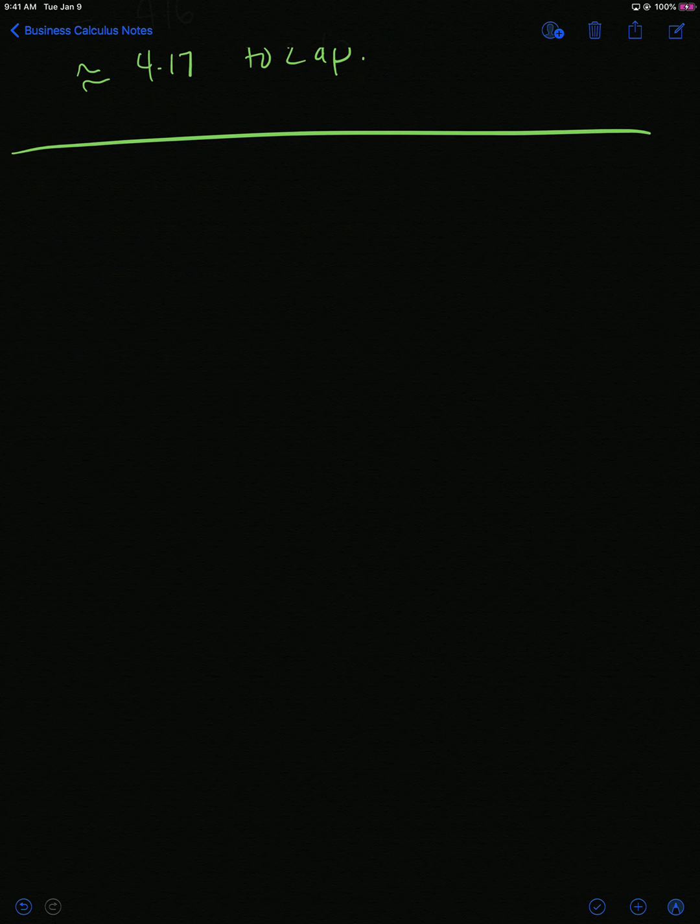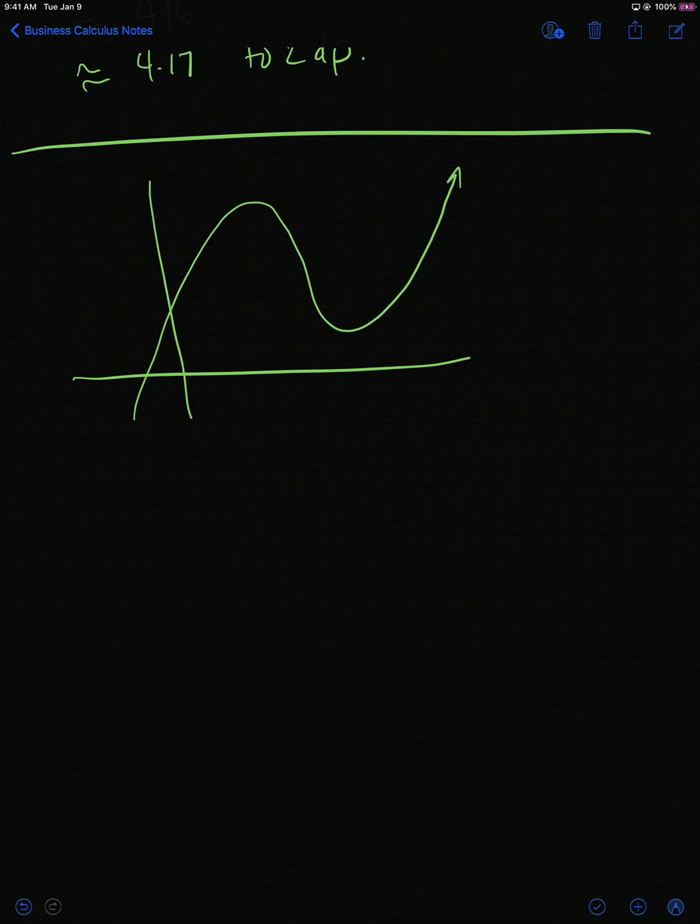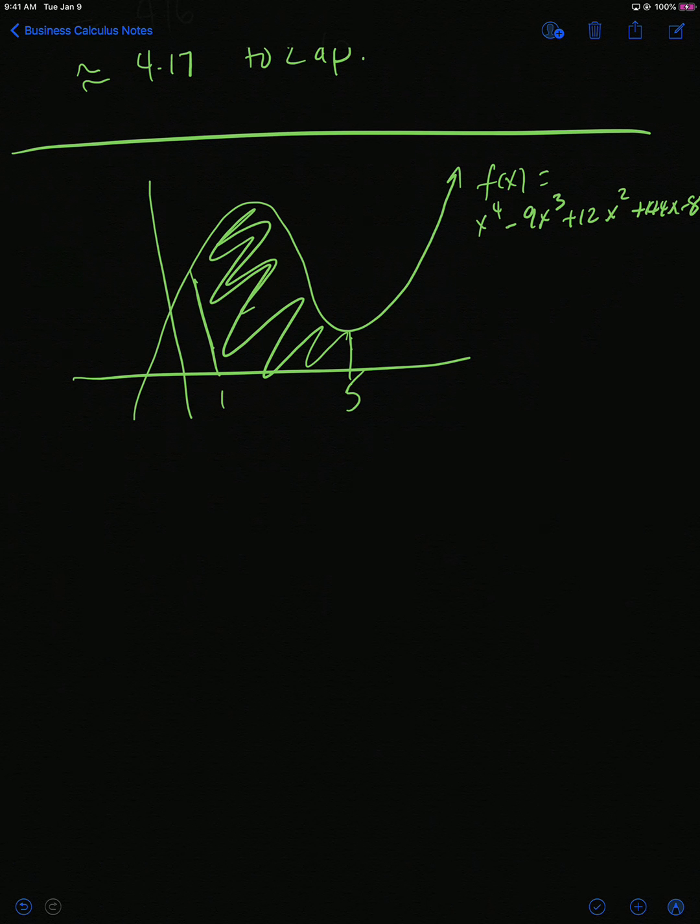They give you the graph of a function. The function looks like this: f of x is equal to x to the fourth minus 9x cubed plus 12x squared plus 44x minus 8. And then this right here is a 1, this right here is a 5, and they want you to find the area in between.